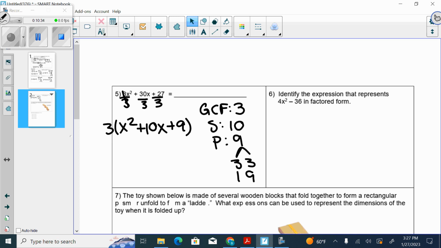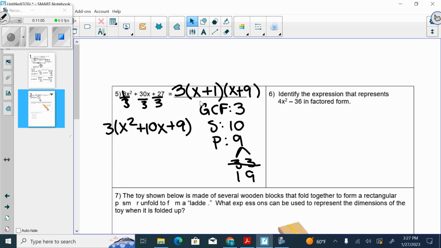Alright, so let's check and see if any of these work. Okay, so 3 plus 3, what's it supposed to give us? Is 3 plus 3 going to give us 10 though? No, it's not those. What about 1 plus 9? Yeah, that one works. So what am I going to put first? The 3, good. And then I'll have x with our positive 1 and x with our positive 9, right?